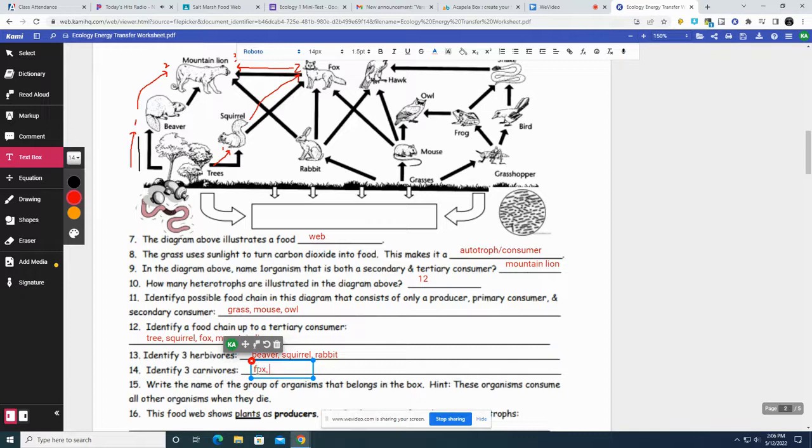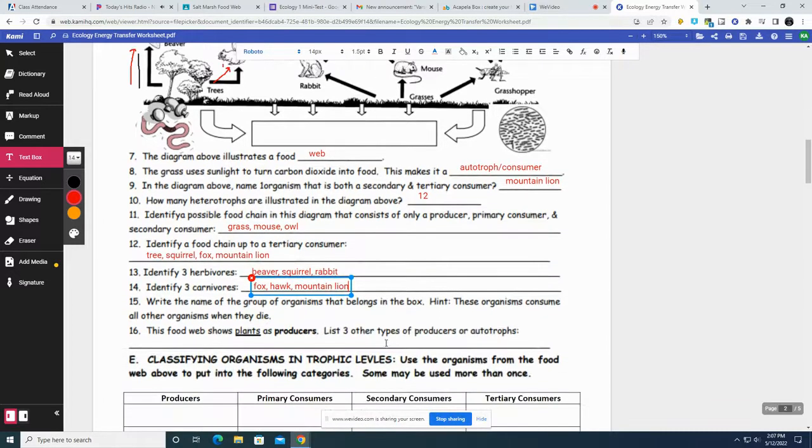Fox, hawk, mountain lion. Those are carnivores. They only eat animals. They don't eat plants. So I put 15, put it in the box. You know what breaks down organisms when they die? Those are the decomposers.